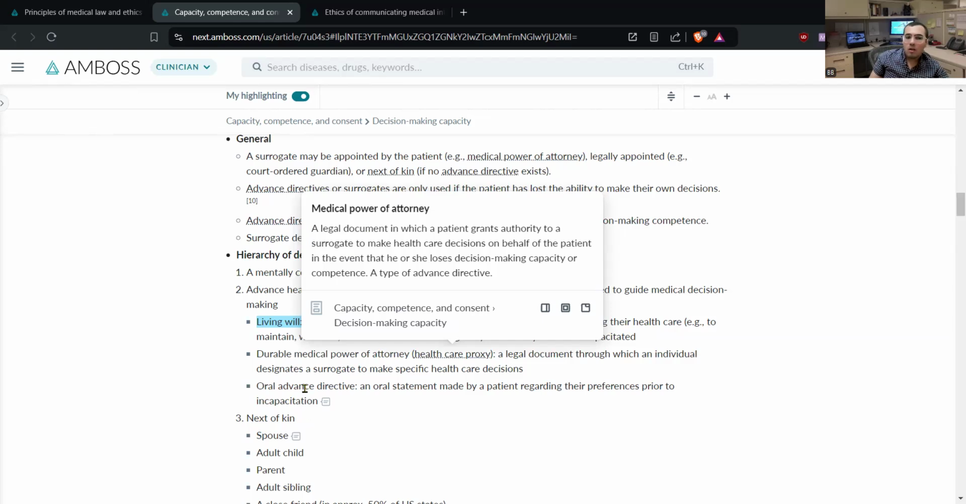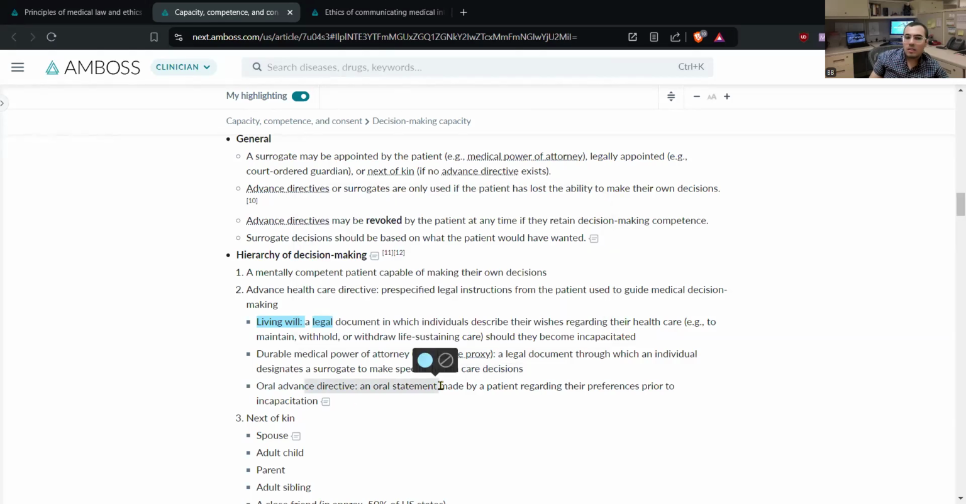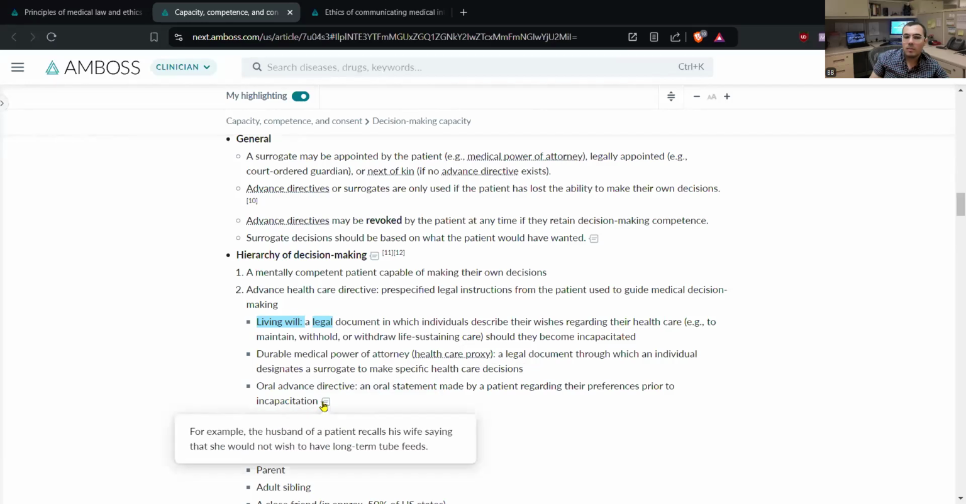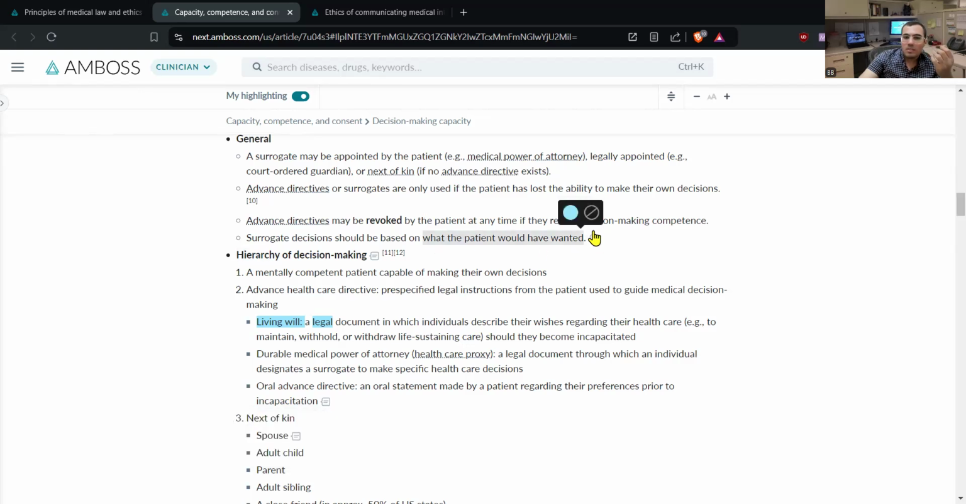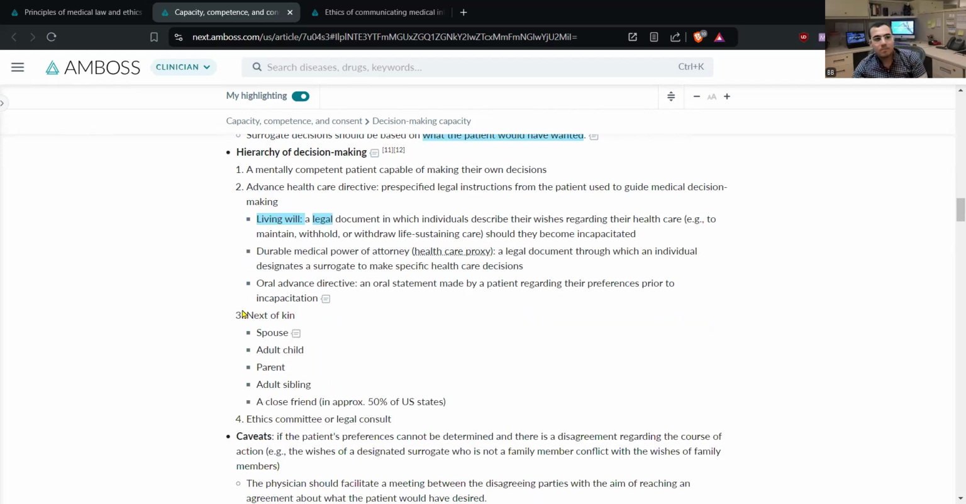Oral advanced directive. This is an oral statement made by the patient regarding their preference prior to incapacitation. For example, the husband of a patient recalls his wife saying that she would not wish to have long-term tube feeds. So this is going to take us to the same point: what the patient would have said or wanted in the same condition. This is very important, what the patient would have wanted, because it usually will be the answer.